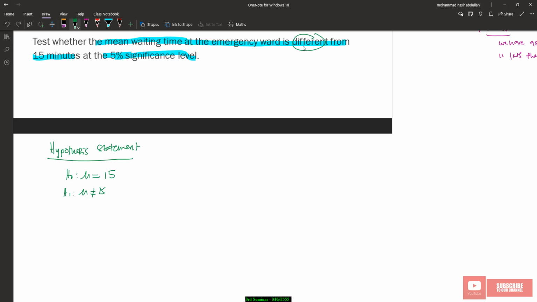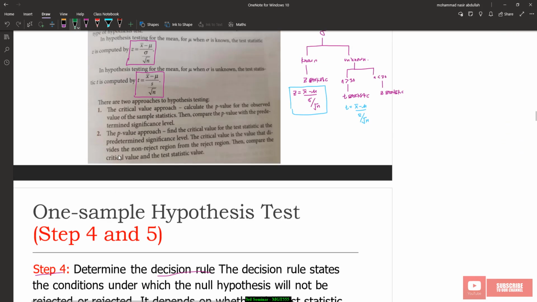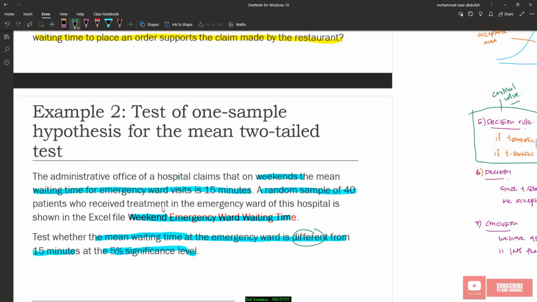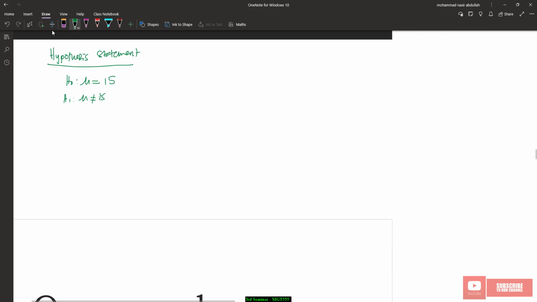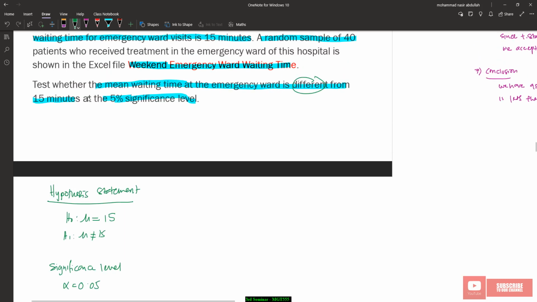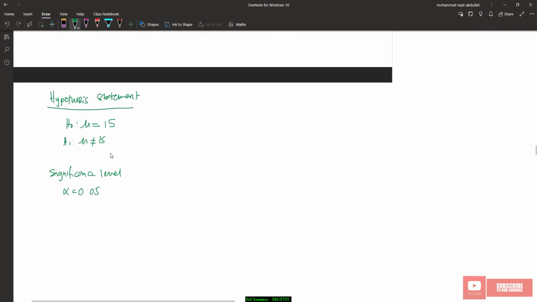Right? So from this hypothesis statement, we already learn that when the alternate hypothesis is not equal to, we are going to have a two-tailed test. Okay? So we know that our test is going to be a two-tailed test. The second step is we need to set a significance level, which is our alpha equal to 0.05, which is 5%. And step number 3 is the test statistic.